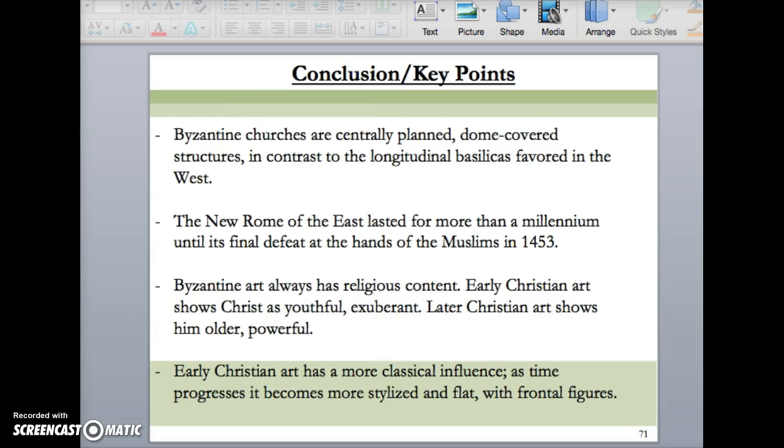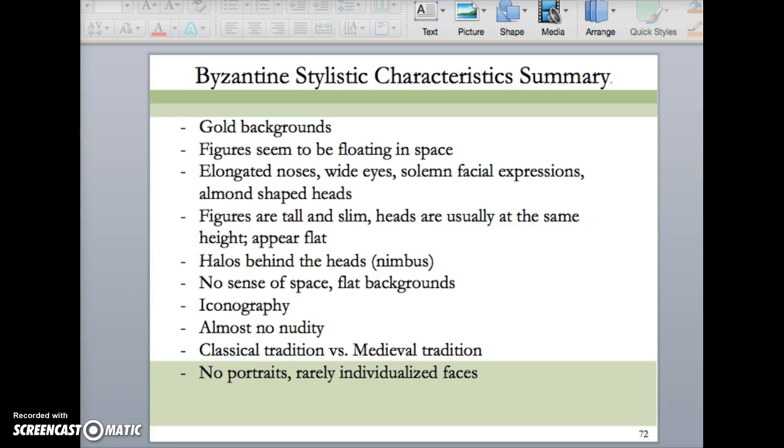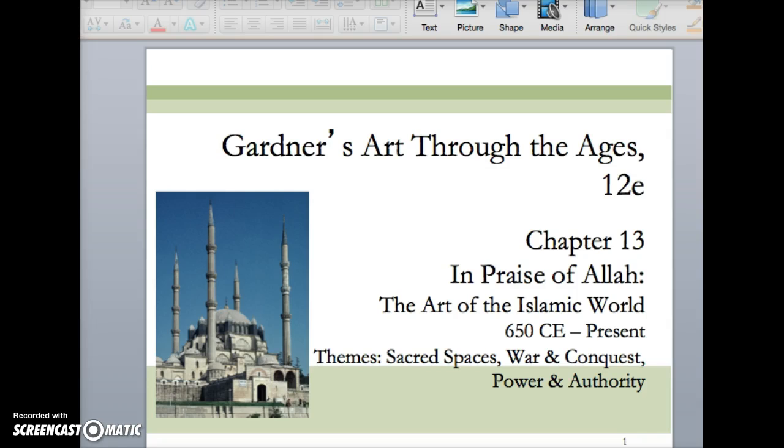You also want to review this conclusion and key points. These are important ideas that you should have grasped from this chapter. And then finally, this little summary of the Byzantine stylistic characteristics is helpful as well. You should be familiar with this too. Moving on to chapter 13, Islamic art.